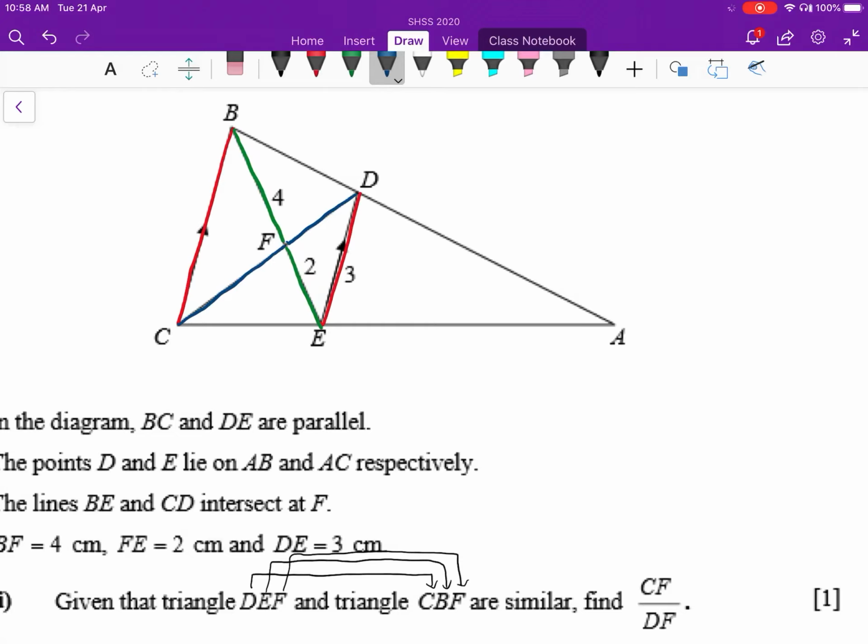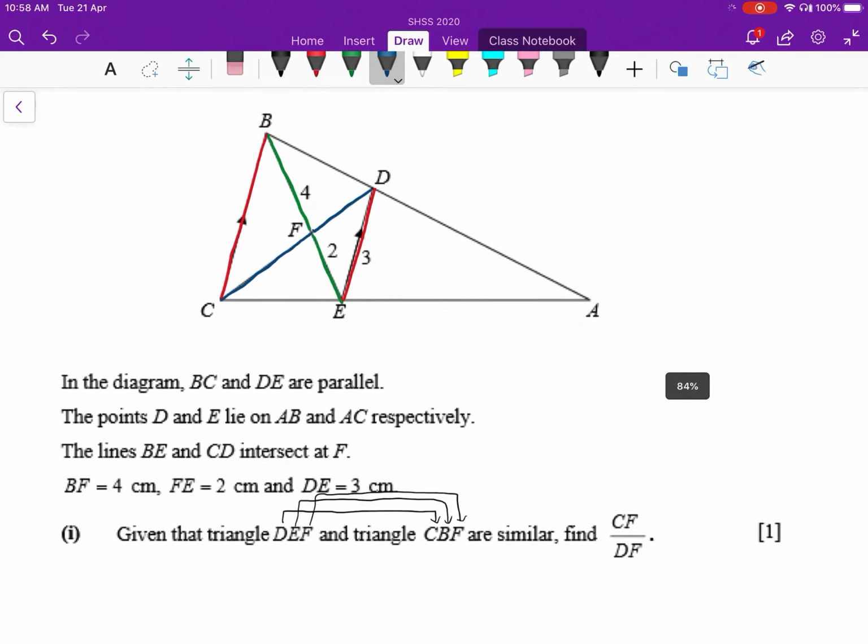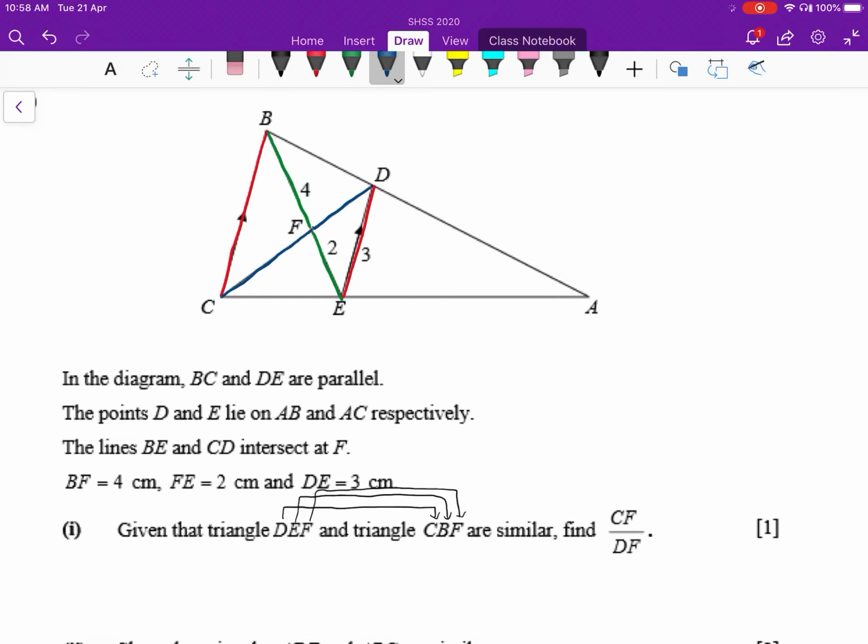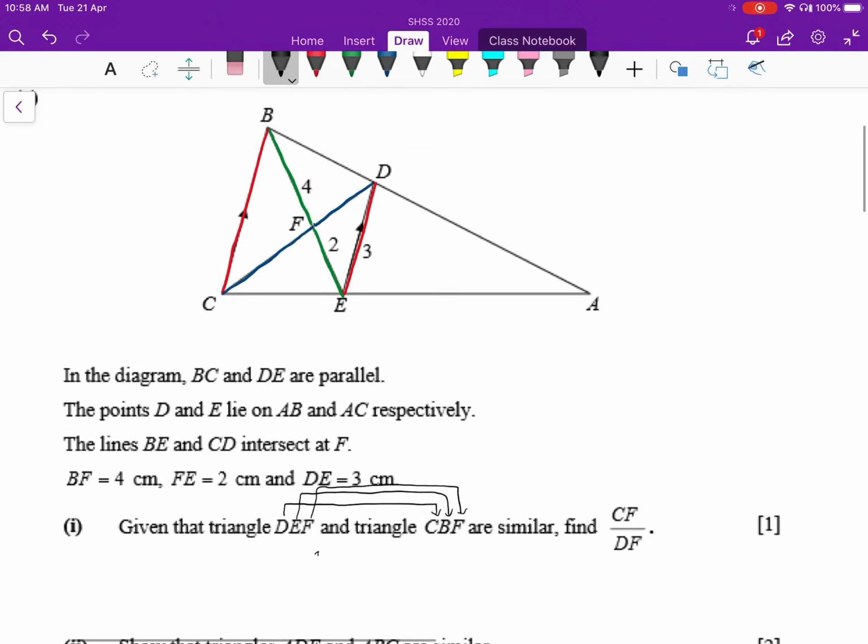So when we do big over small, we must use the red over the red, the blue over the blue, or the green over the green. They want you to find CF over DF, which is the blue over the blue. Remember our formula, small over big equals small over big. So CF over DF is small over big, which is the same as EF, small, over BF, big, which is 2 over 4. If you simplify, it is half. So that is the answer.